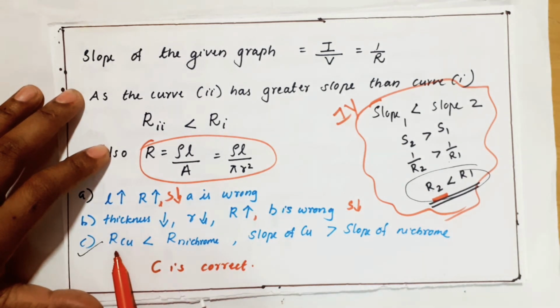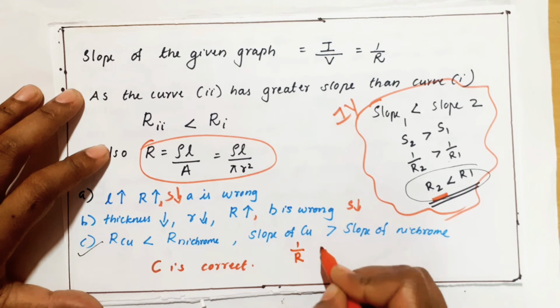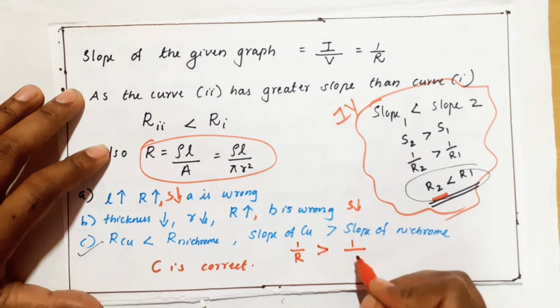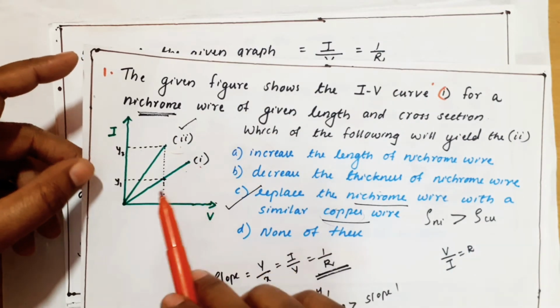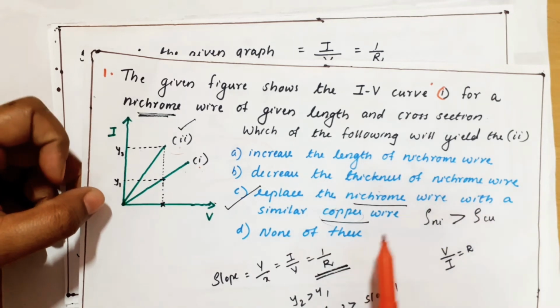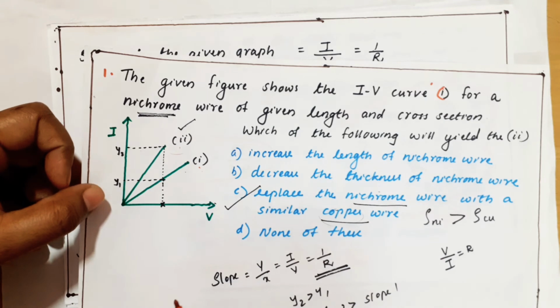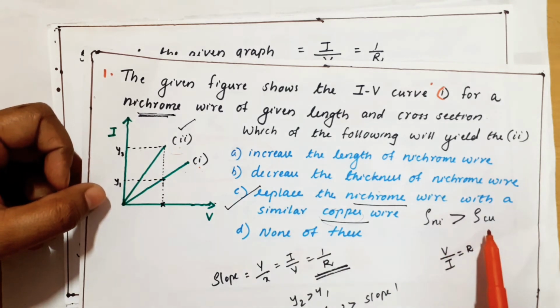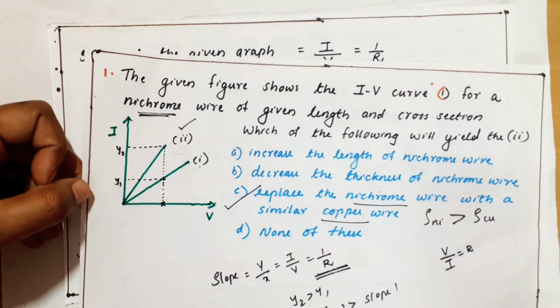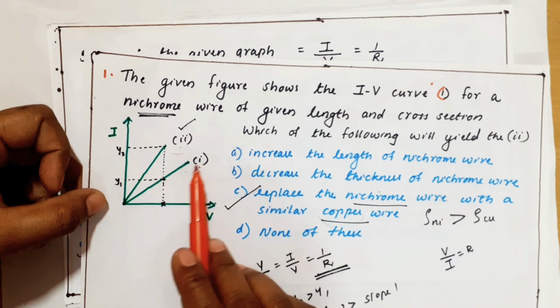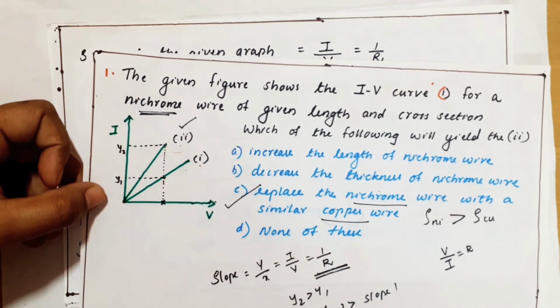So I can write: resistance of copper is lesser than resistance of nichrome, so the slope of the copper wire, which is 1 by R, means 1 by R of copper is greater than 1 by R of nichrome. That is the reason curve 1 changes to curve 2 when the nichrome wire is replaced with a copper wire. Resistivity of nichrome is greater than resistivity of copper because nichrome is an alloy, so its resistivity is high. As resistivity is high, resistance will be high, and as resistance is high, 1 by R will be less. So the first graph is for a nichrome wire and the second graph is for a copper wire.